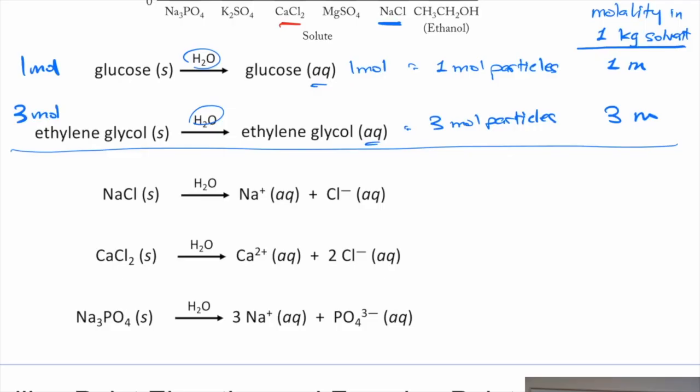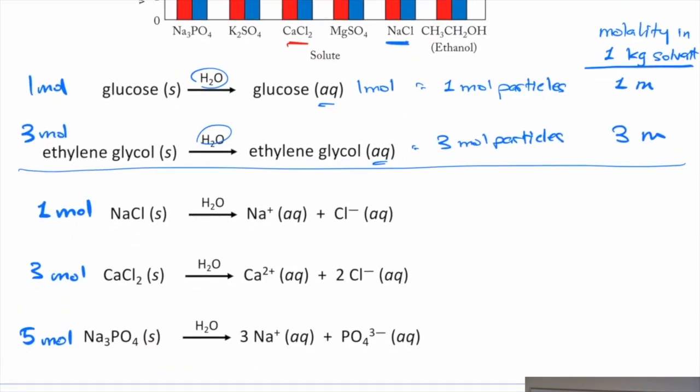I want you to fill in the rest of this yourselves. Well, not yourselves. Work within your island groups, between islands if you need to, okay? And I want you to figure out, here, let me set you up here. Let's say for NaCl, I'll give you 1 mole of NaCl, and I'll give you 3 moles of calcium chloride, and I'll give you 5 moles of sodium phosphate. All right? I want you to fill in the 2 columns here on the right-hand side.